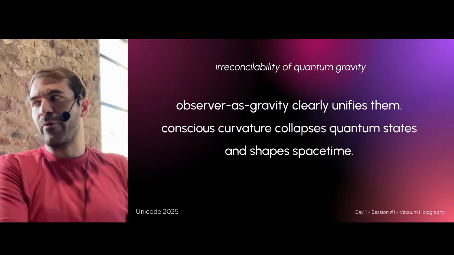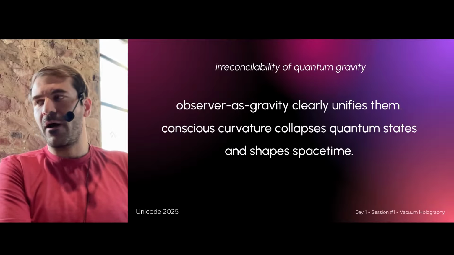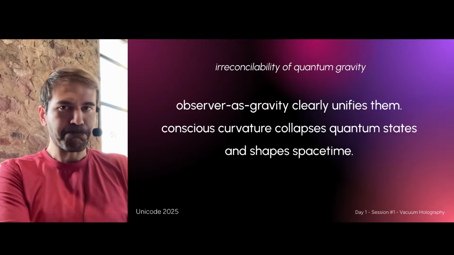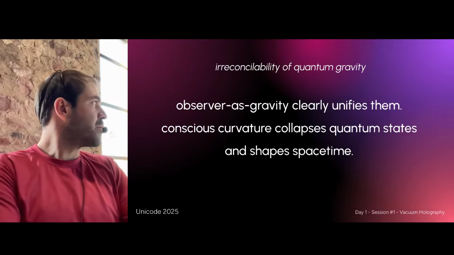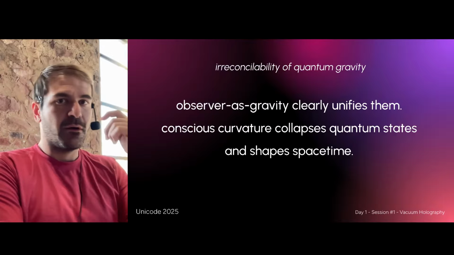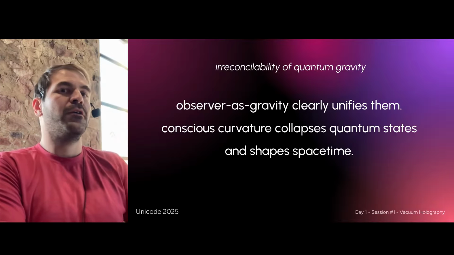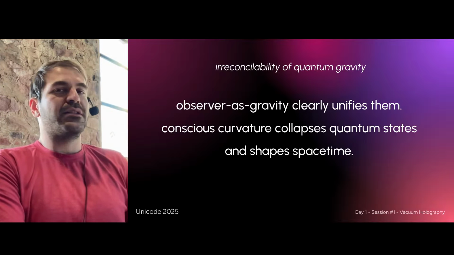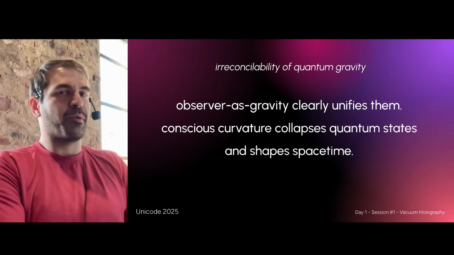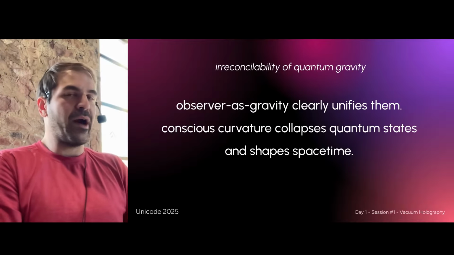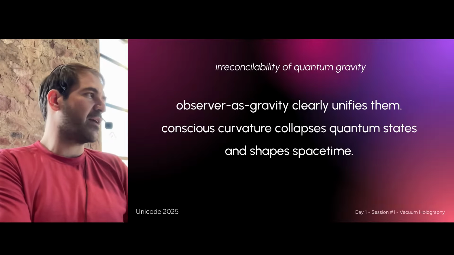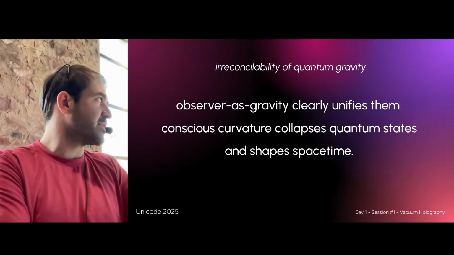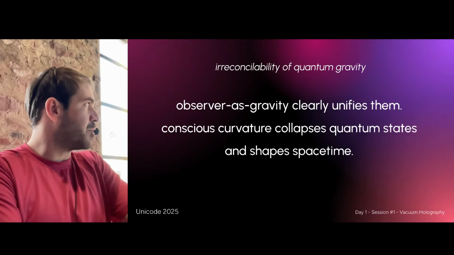So for the irreconcilability of quantum gravity, find some of these. That would be helpful. Okay, why is this being proposed as a problem? The reason it's being proposed as a problem is because quantum mechanics and general relativity cannot be reconciled, so that's why it's being proposed as a problem in physics.